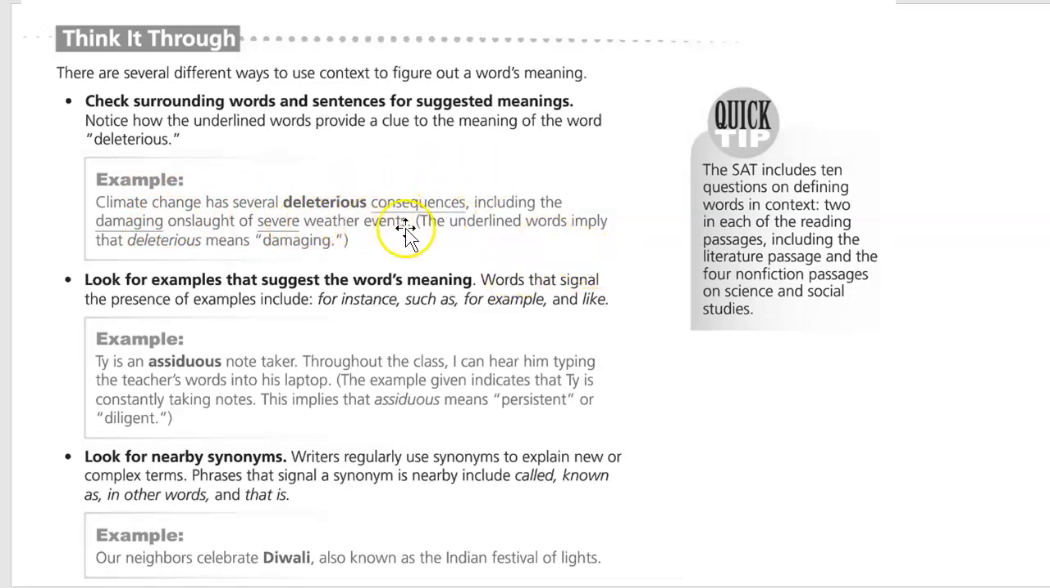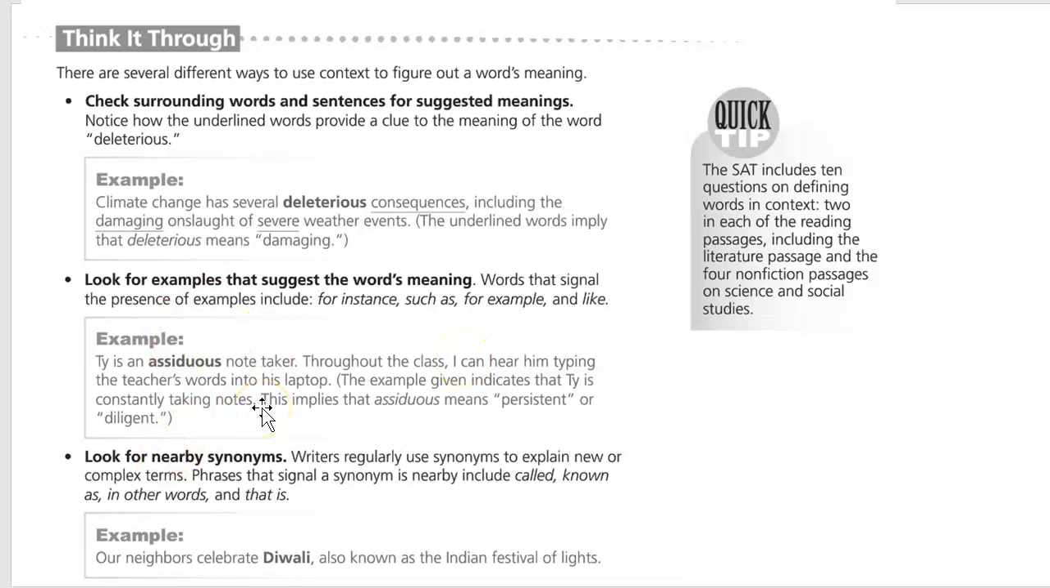So look for examples that suggest the word's meaning. Words that signal the presence of examples include, for instance, such as, for example, and like. Sometimes in the actual sentence, it's going to tell you an example of that type of word. Ty is an assiduous note taker. Throughout the class, I can hear him typing the teacher's words into his laptop. So notice the example given indicates that Ty is constantly taking notes, so we can infer that assiduous means persistent or diligent. Because he is constantly taking those notes, he's a persistent note taker.